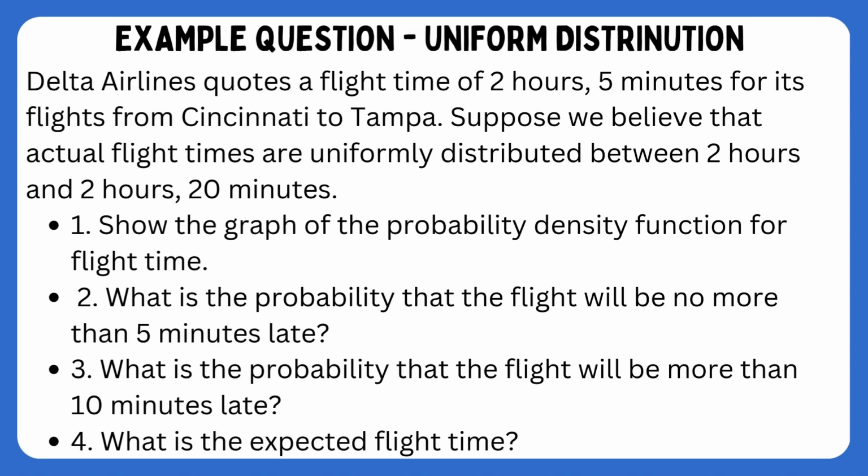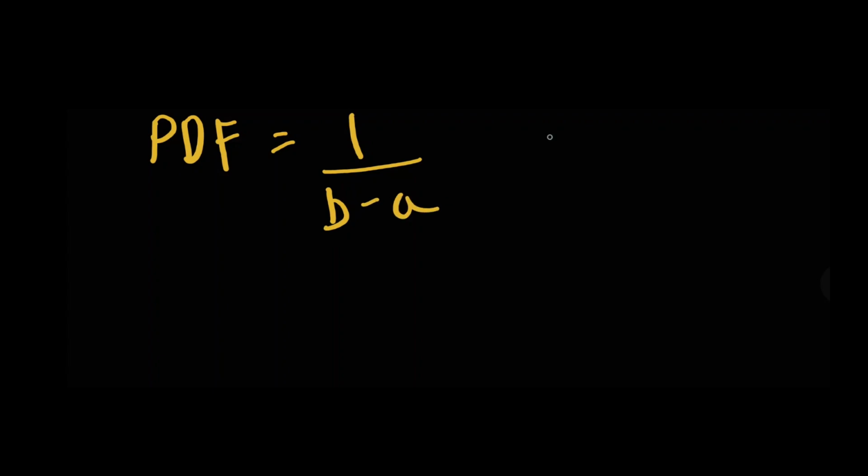The example question is: Delta Airlines quotes a flight time of 2 hours 5 minutes for its flights from Cincinnati to Tampa. Suppose we believe that actual flight times are uniformly distributed between 2 hours and 2 hours 20 minutes. So the first question is, show the graph of the probability density function for flight time. So in the question, he asks us to plot the density function graph. As we know, the density function formula is 1 by b minus a.